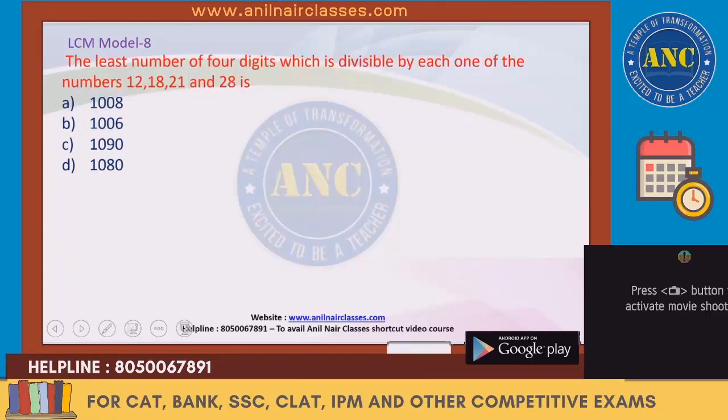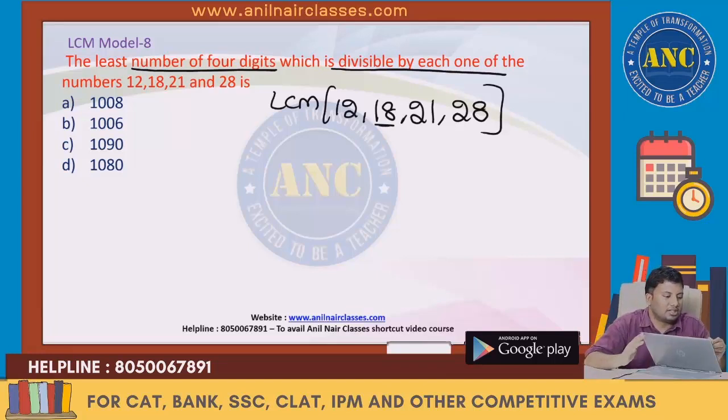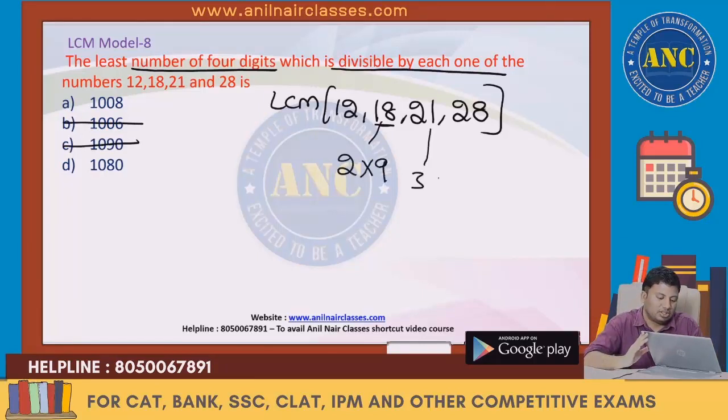Idea clear? Next one. Find the least number of 4 digits which is exactly divisible by each of the numbers 12, 18, 21 and 28. 18's digital sum is 9. Answer digital sum should be 9. These two into 9. 21 is 3 into 7. Answer should be divisible by 7.